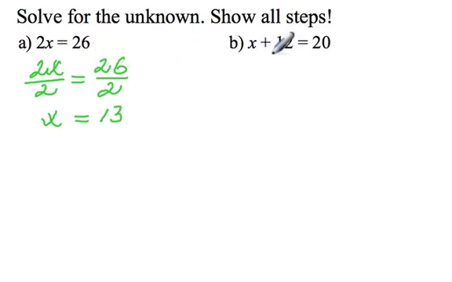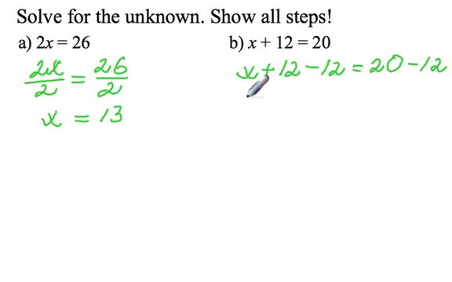Next question, x plus 12 equals 20. Here, 12 is added to x, so the opposite operation will be subtraction. X plus 12, take away 12. Once again, whatever I do to the left side, I have to do to the right side. So I will subtract 12 from the other side as well. 12 take away 12 leaves 0, so we have x on the left side, and 20 take away 12 is 8. Once again, you can mentally check 8 plus 12, whether that equals 20, to make sure that you've solved correctly.